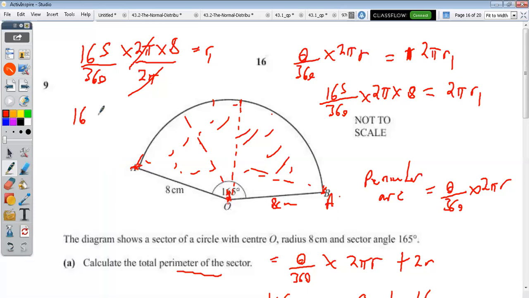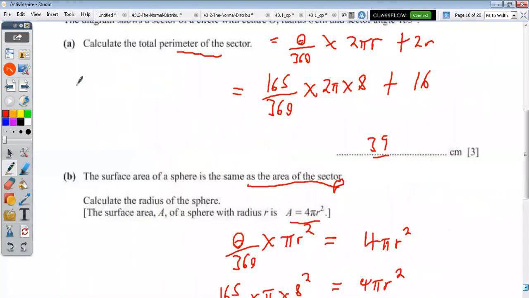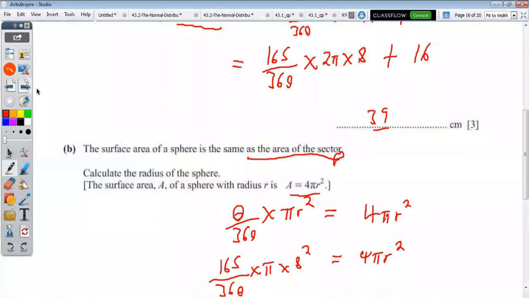Okay, let's do 165 times 8 divided by 360. The two cancels like this. What do you get? 3.67. Okay, is that clear with everyone there? Some are joining later. I hope they will get what we're explaining here. Brendan, does that make sense? Lila? Yes, sir. Okay.